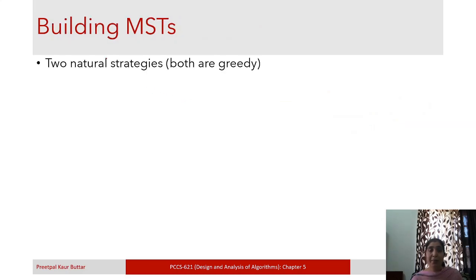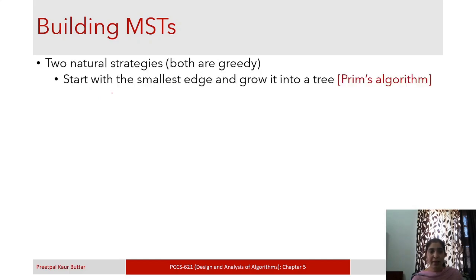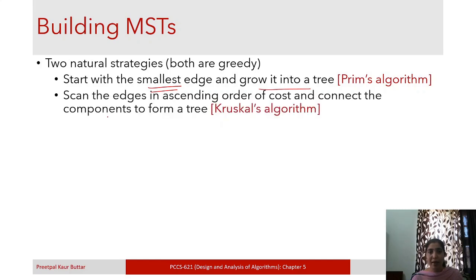So how to build the minimum spanning trees? There are 2 strategies and both are greedy. The first strategy is called Prim's algorithm. In this Prim's algorithm, we start with the smallest edge and grow it into a tree. Okay, so we will see how this works in detail. The next is Kruskal's algorithm. It says that scan the edges in ascending order of cost, starting from the minimum to the maximum, and connect the components to form a tree, right?